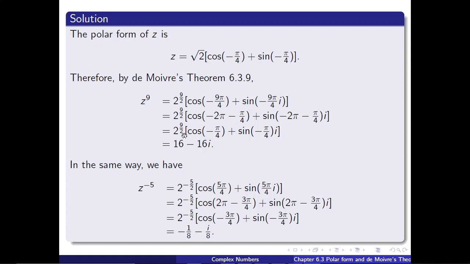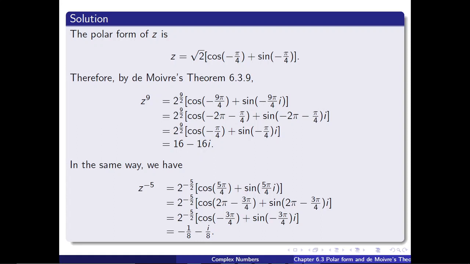So we can check that that is true. Anyway, if we look at cos of minus pi over 4 and sine of minus pi over 4, whatever we get we multiply by that, and then we get 16 minus 16i.